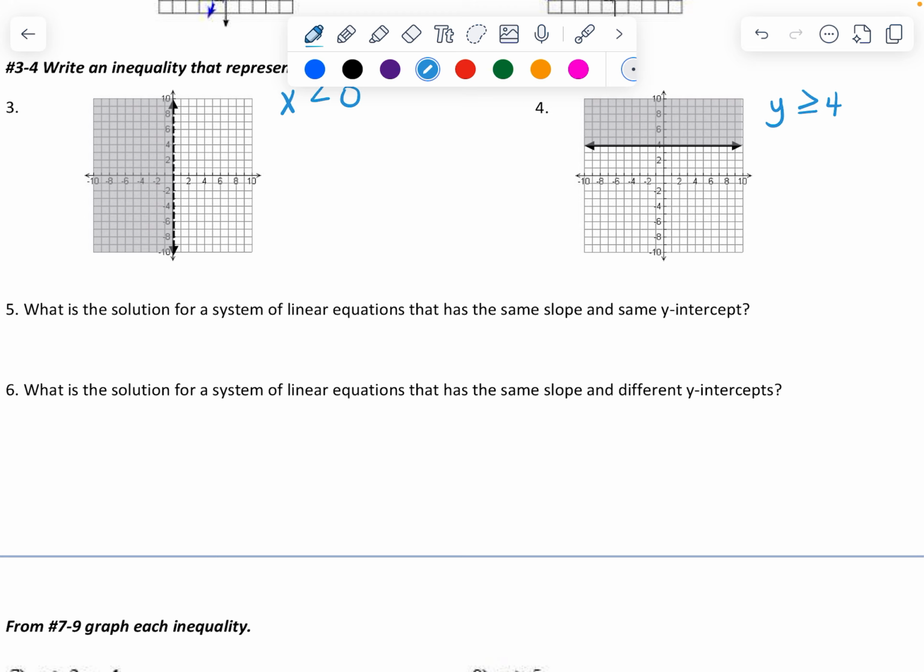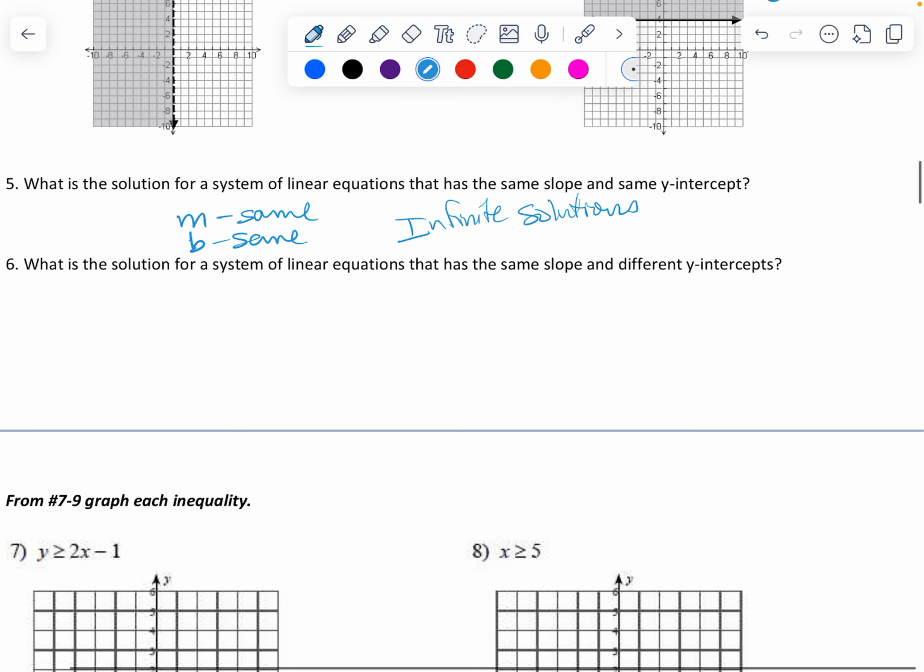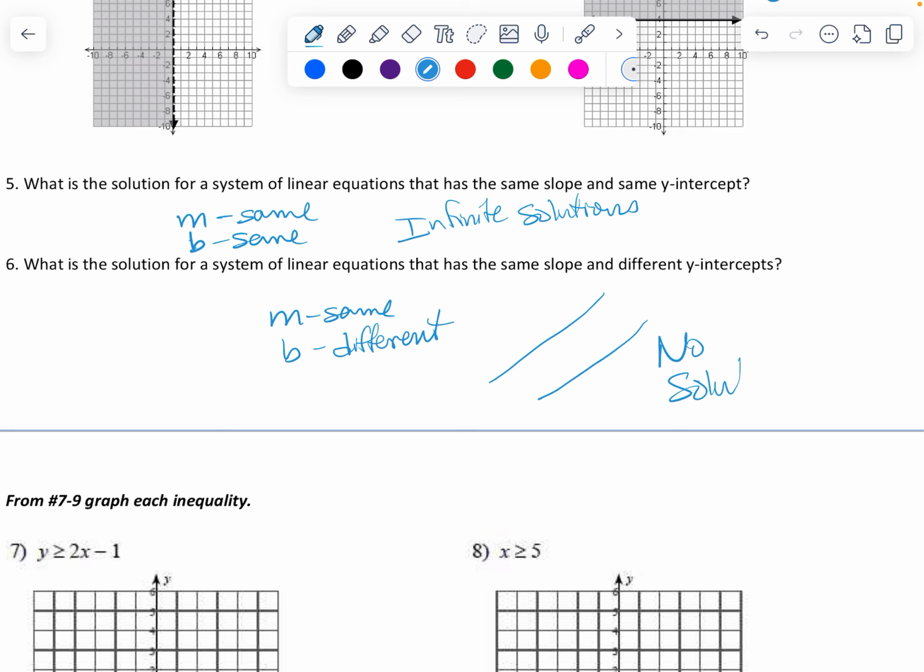What is the solution of a system of linear equations that has the same slope? So the slopes are the same, and the y-intercepts are the same. Okay? That means it's going to be infinite solutions, because it's the exact same equation. If they have the same slope and different y-intercept, that means that you're going to have parallel lines like so. So that would be no solution.